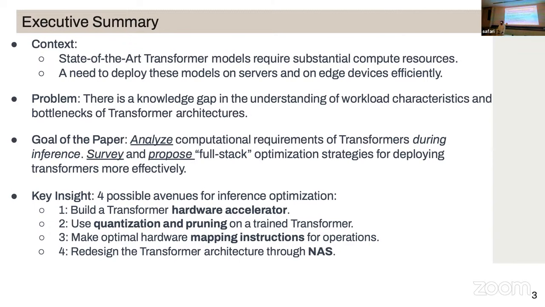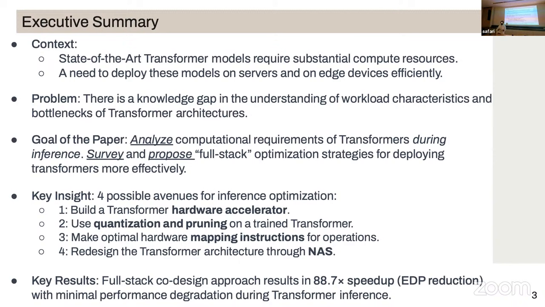And what do they find? Well, if you combine some of these approaches, use the full stack co-design approach, as they call it, you could achieve up to an 88.7 speed up in the transformer inference. This speed up is measured as something called EDP reduction. So EDP reduction is delay times energy. So you're looking both at runtime, but also the energy costs involved.